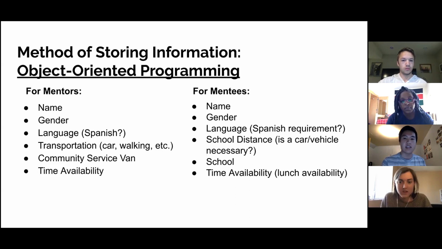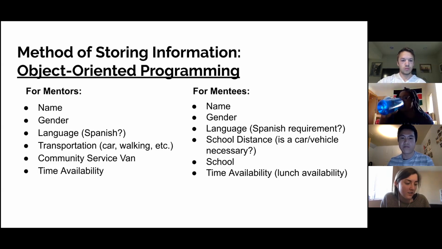For the mentees, it was kind of similar requirements that we wanted to look into. And their time availability was basically just lunch. So for each mentee we had to match up what their lunchtime was, and we had to see whether or not the mentor's time availability could match any of the mentees' lunch times.